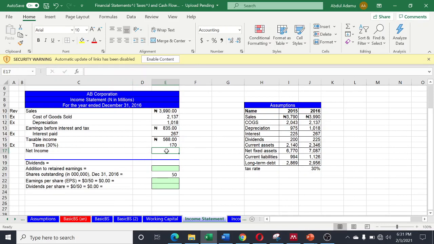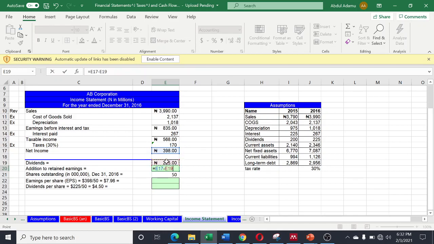Then the net income equals the taxable income minus the tax. So this is the net income. So we have our dividend. Our dividend is given, which is 225. Retained earning is the net income minus dividend. That is equal to the net income minus our dividend. This is our dividend. So this is our retained earning.